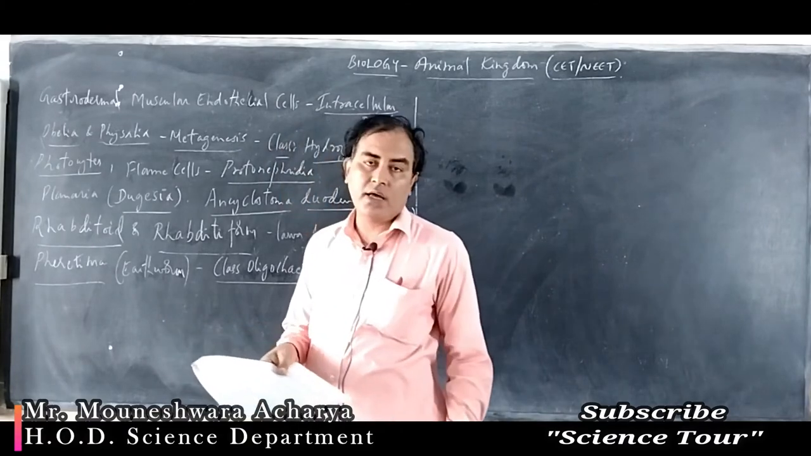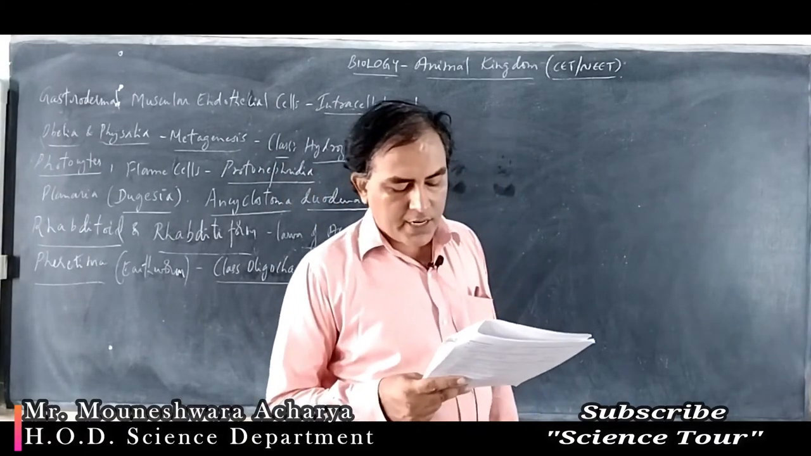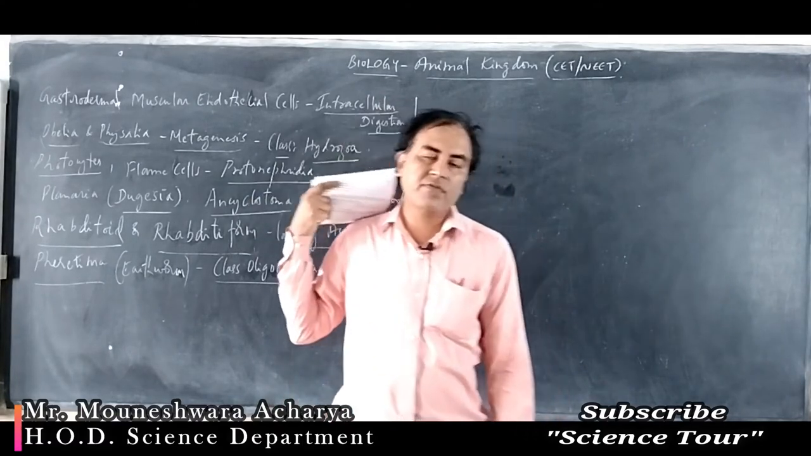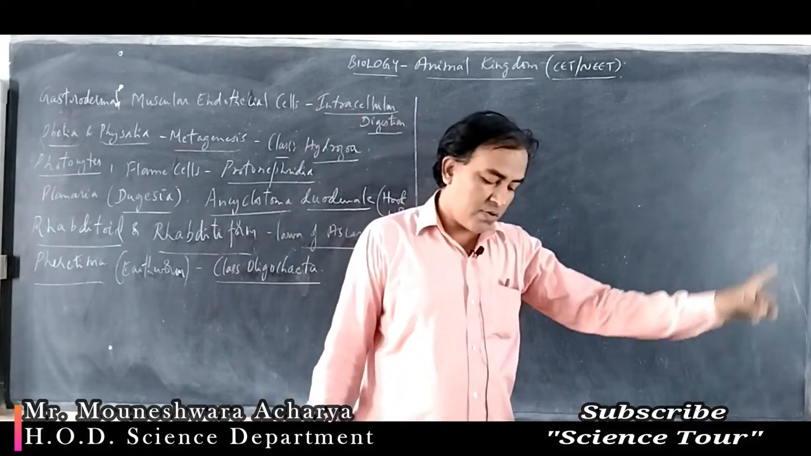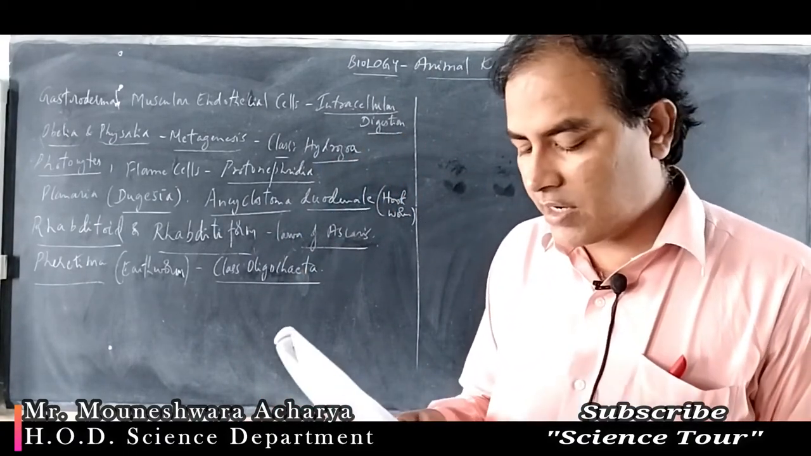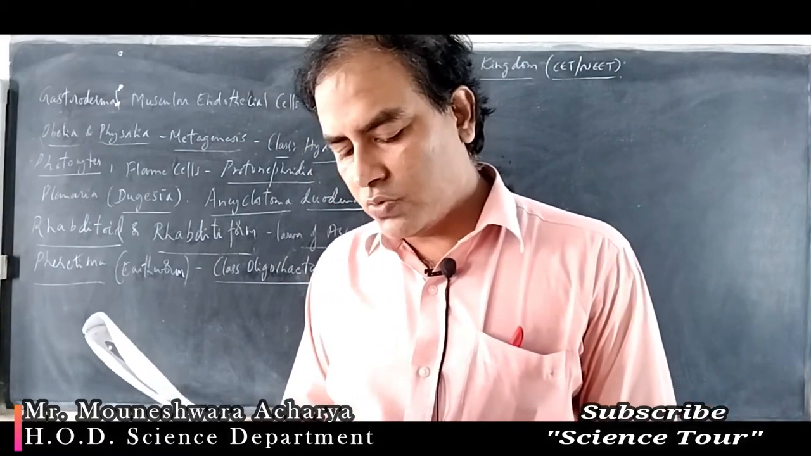Notochord in earthworm is absent because it is a non-chordate. And nerve cord is dorsal or ventral? In case of invertebrates, there is a double ventral nerve cord. So, nerve cord is ventral and double. The right option is option 2.